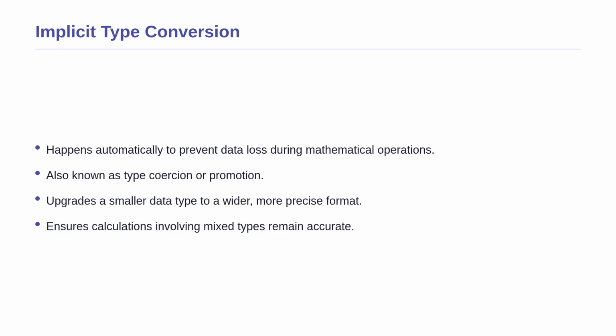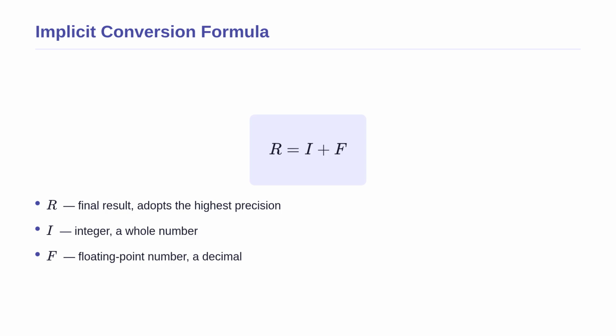When you mix different types in an equation, like adding a whole number and a decimal, the compiler automatically upgrades the smaller data type to the larger, more precise format. This automatic upgrade is called promotion. The computer quietly changes your data behind the scenes so that the math works out perfectly without losing any detail during the calculation. This automatic upgrade can be represented by a simple equation.